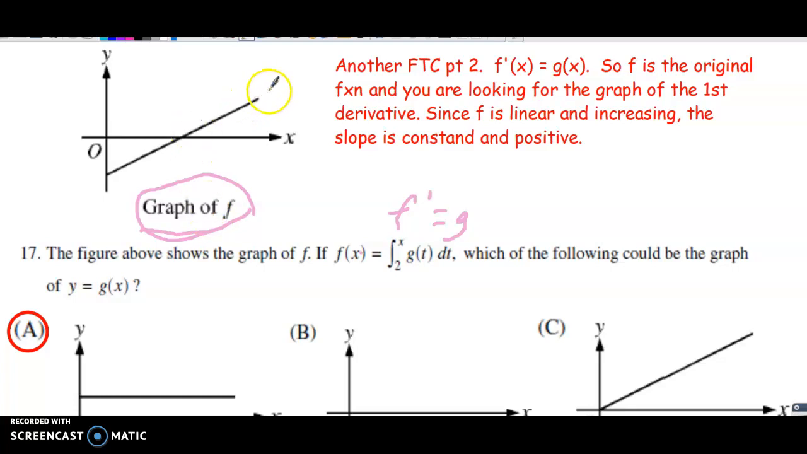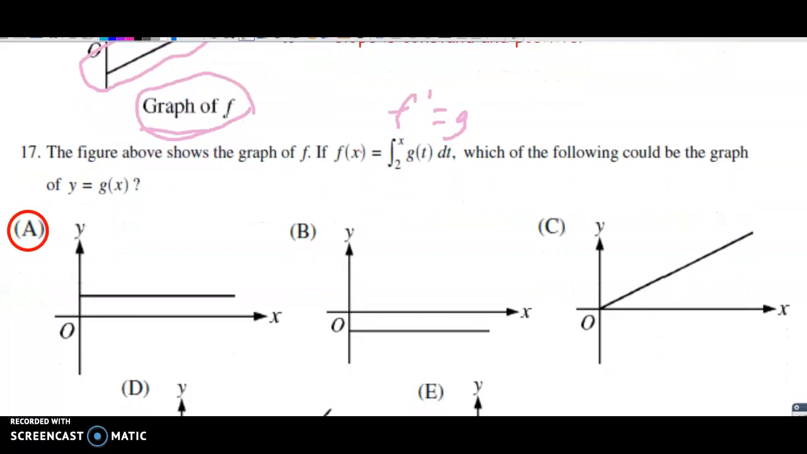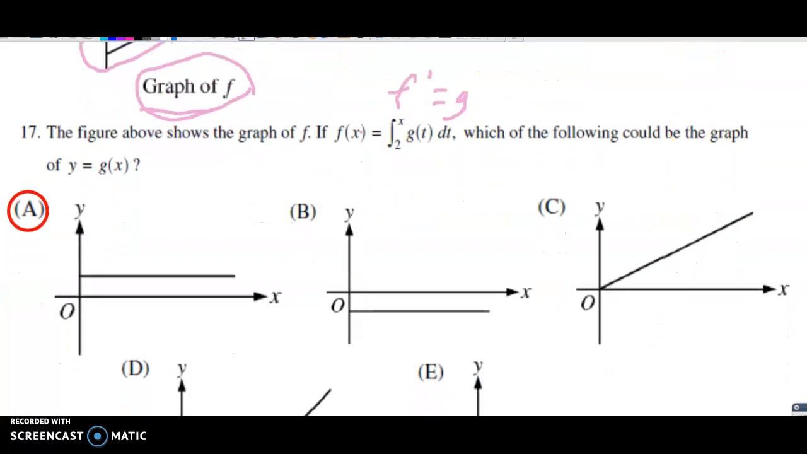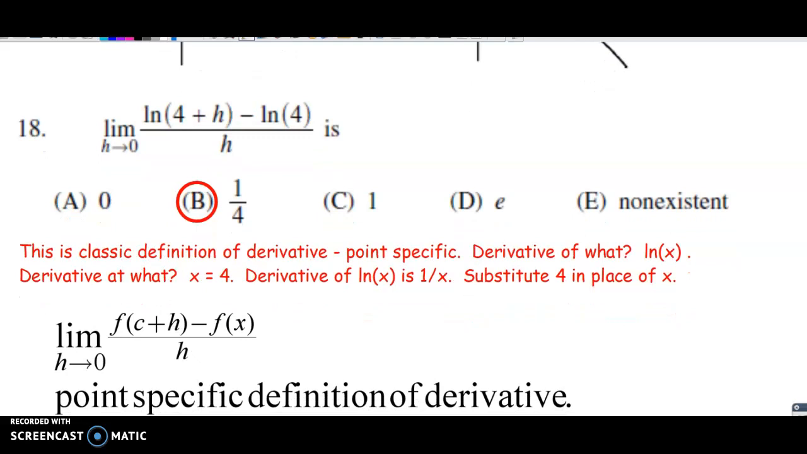Since we have a linear function, then we have a constant slope, and since the linear function is increasing, the slope is positive, so we are looking for the graph of a positive horizontal line, and that is A. In number 18, classic definition of derivative.